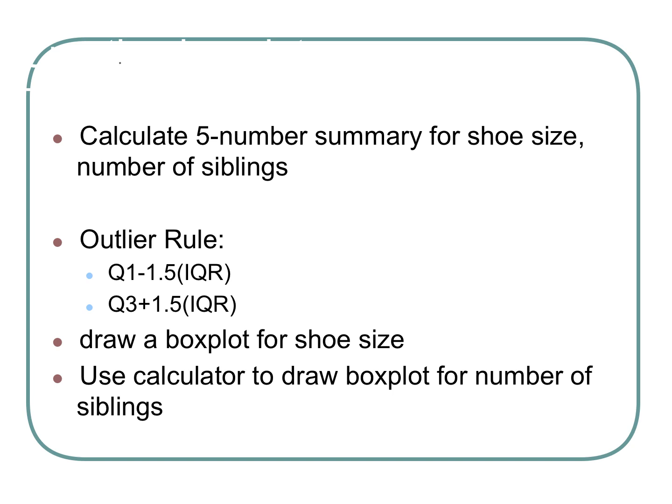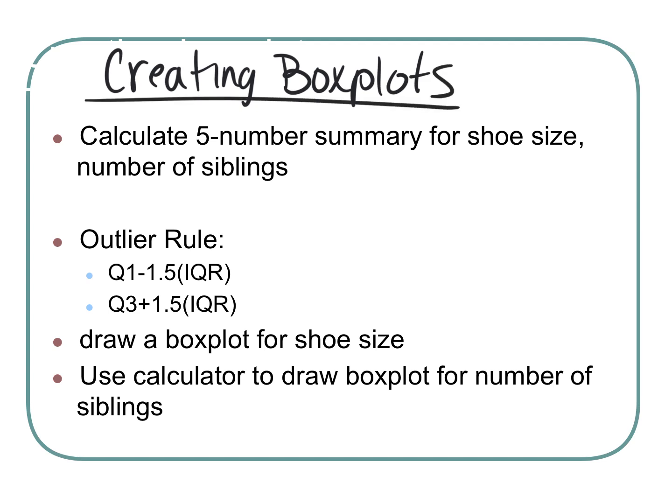So this one says on the top, creating box plots. We made them yesterday without outliers. Normally we like to show outliers on our box plots as well. So when we are determining whether or not there's outliers, we need to have the 5-number summary and we need to have the IQR. Okay, so we're going to just use our data from yesterday.